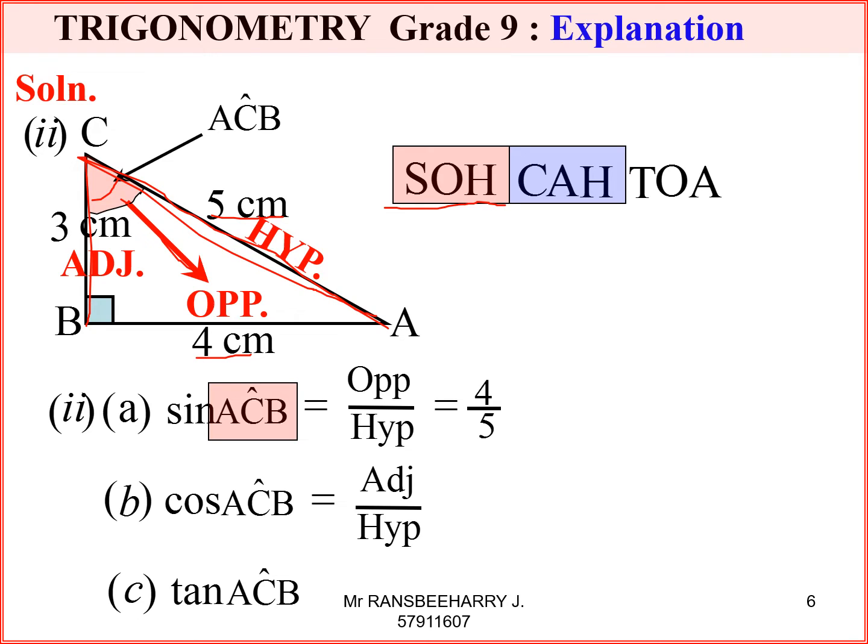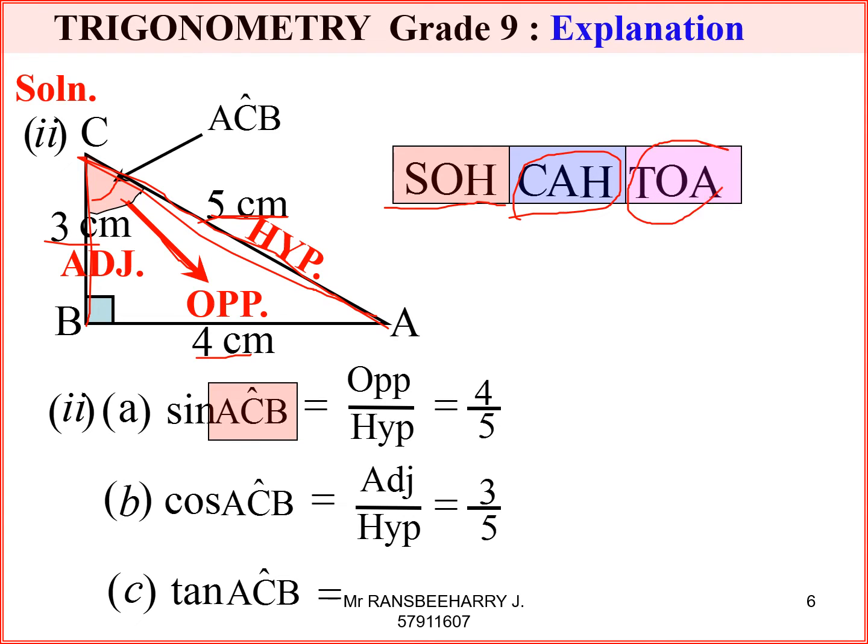Cos means adjacent over hypotenuse. We identify the adjacent. Adjacent is 3, hypotenuse is 5. So 3 over 5.